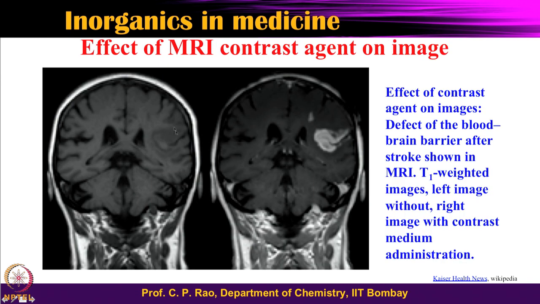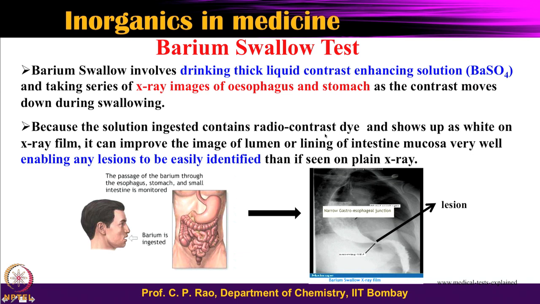So, here is an example shown, taken to find out a defect present in the blood brain barrier after a stroke, shown in MRI. This part is without the contrast agent, and this part with the contrast agent. Here you cannot see much difference in the contrast. This you can see a lot of contrast difference. Wherever there is a problem, that is seen much clearer on the right hand side, which is done using the MRI contrast agent. The left side one is without the MRI contrast agent. Of course, this uses the magnetic field.